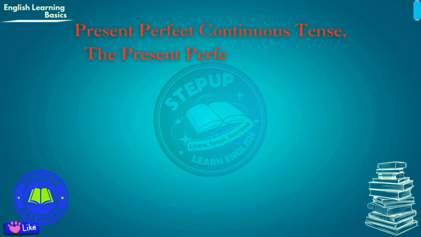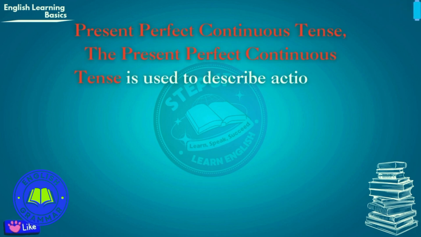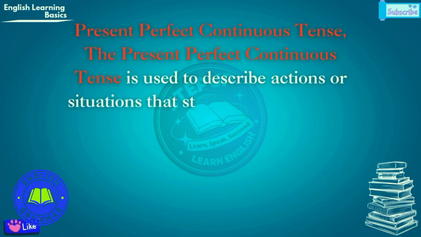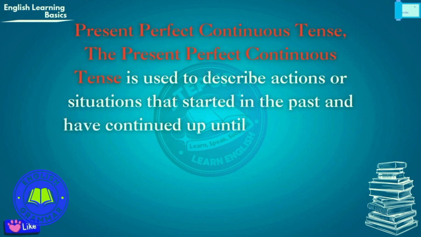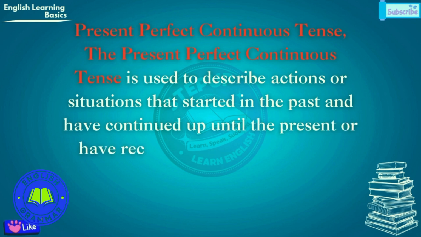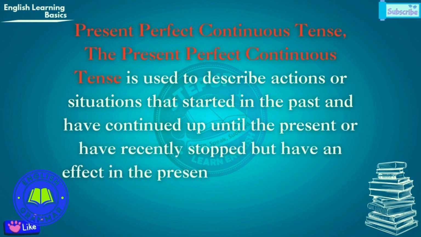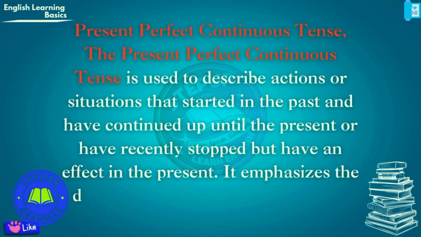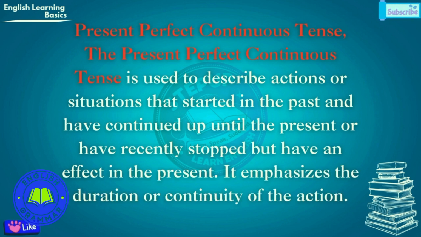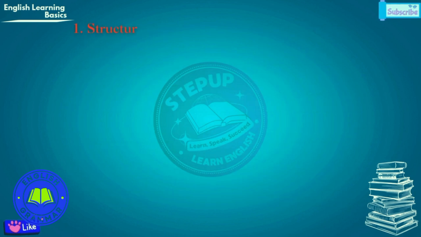Present perfect continuous tense. The present perfect continuous tense is used to describe actions or situations that started in the past and have continued up until the present, or have recently stopped but have an effect in the present. It emphasizes the duration or continuity of the action.